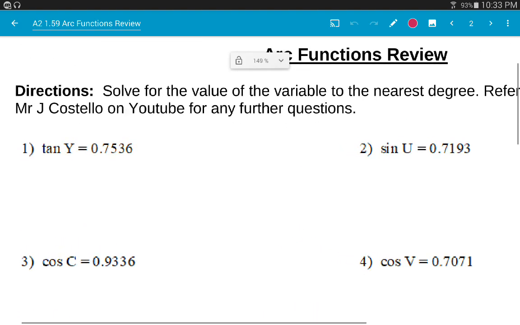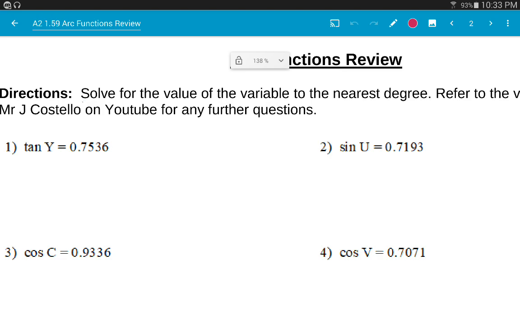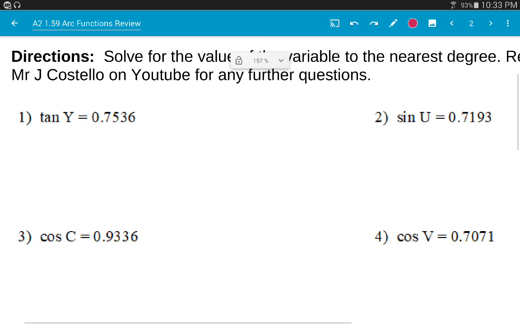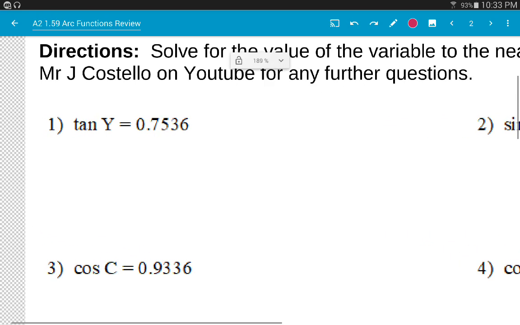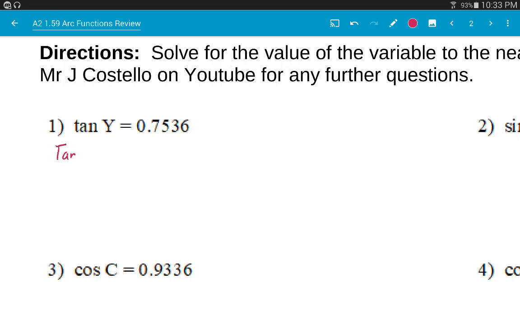So, my goal here, based on the directions, is to solve for the value of the variable, in this case for question 1 of y, to the nearest degree. So I'm going to make sure that I'm in degree mode before I start using my calculator. For question 1, I want to get y by itself, so I need to get rid of the tangent. Well, what gets rid of a tangent but a tangent inverse? And that's arctangent. So if I applied that to both sides, here's what I get.